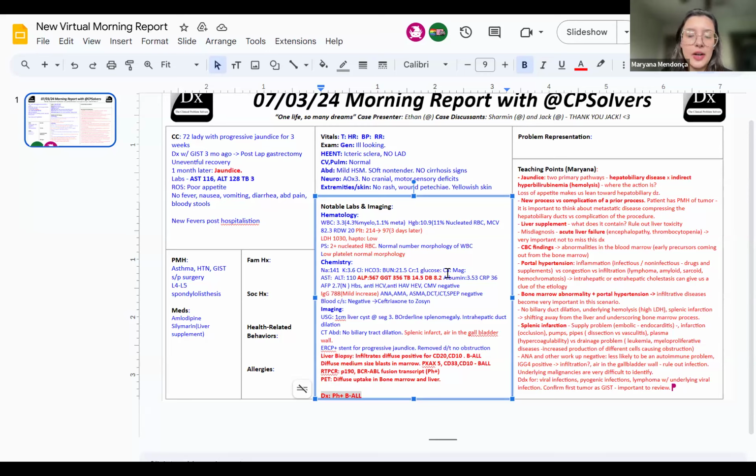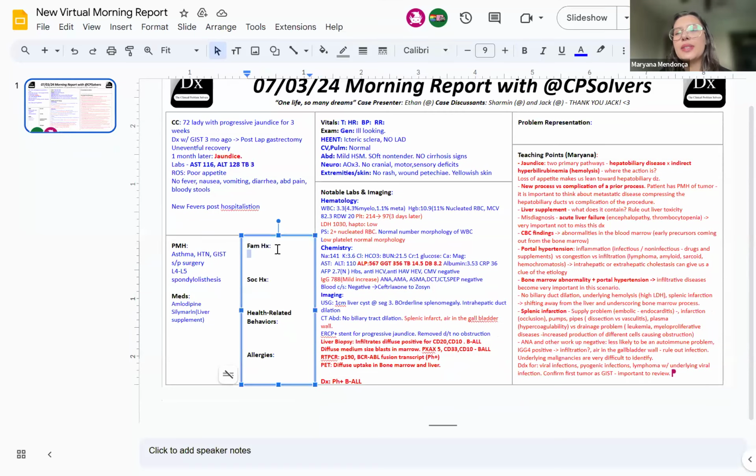Something that was also mentioned that is very important is misdiagnosis. So in this case, with a patient appearing with a new jaundice, we have to look for encephalopathy or thrombocytopenia in order to diagnose acute liver disease, because it's a very important diagnosis and we can't miss that. Then the patient had CBC findings, abnormalities in the bone marrow. So we started to think about something in the bone marrow, but the patient also had signs of portal hypertension.